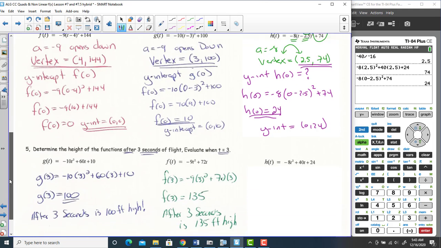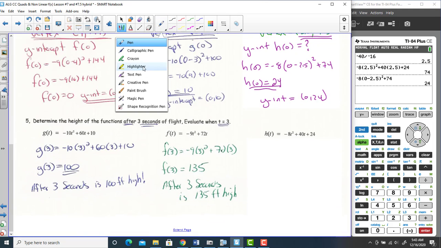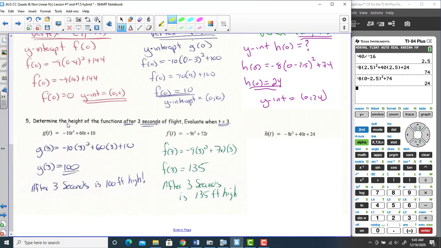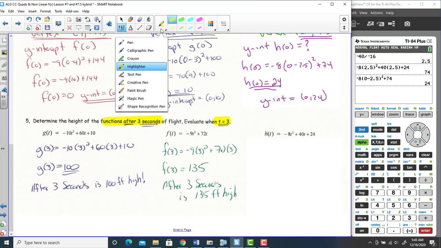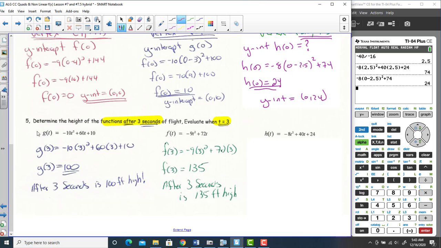Lastly, ladies and gentlemen, we could ask you to determine the relationship at any point in time. Evaluate the function at some point in time. So we're asking students in part 5 to determine the height of the function after 3 seconds. Evaluate when t equals 3. So technically that would say f of 3 if we wanted to abbreviate this, or g of 3. We would just say g of 3 equals, and you would have to know that means I have to determine the relationship at time 3.